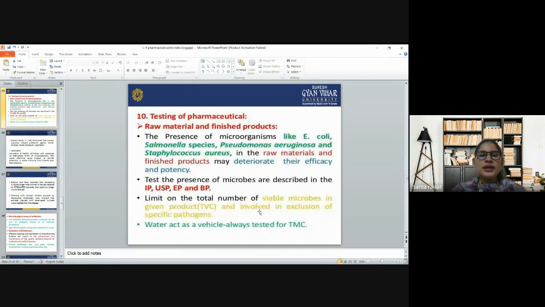The next use is testing of pharmaceuticals, that is, raw material and finished product testing. The presence of microorganisms like E. coli, Salmonella species, Pseudomonas aeruginosa, and Staphylococcus aureus in the raw material and finished product may deteriorate the efficacy and potency of the product. Tests for the presence of microbes are described in the IP, USP, EP and BP. Limits are set on the total number of viable microorganisms in a given product, and the absence of specific pathogens is checked. Water acts as a vehicle. Always test for the TMC, total microbial count.